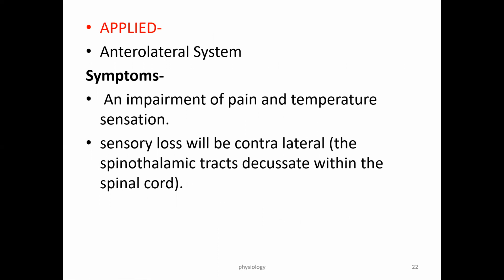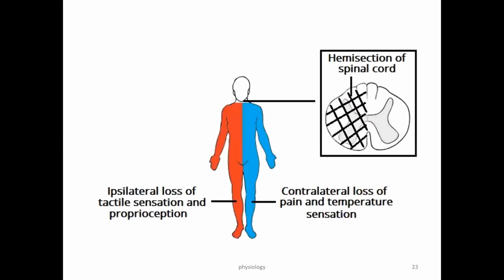About the applied aspect: what happens if there is damage to the anterolateral system? As you know, the major difference between the dorsal column pathway and the anterolateral pathway is the crossing. In the dorsal column pathway, crossing takes place at the medulla, while in the anterolateral spinothalamic tract, crossing takes place in the spinal cord only. So when there is damage at that particular spinal cord level, there is a loss of pain and temperature sensation on the opposite side of the body.